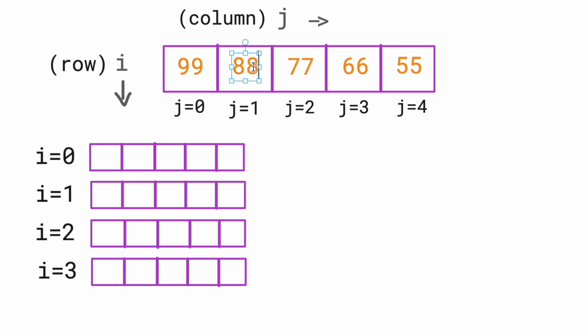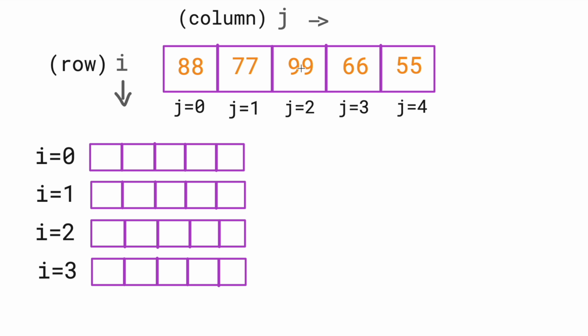So here 88 is smaller, so at the place of 88 I am writing 99, and at 99 I am writing 88. Moving to the next element, that is 99, and next to this is 77. So here again 77 is smaller, so at the place of 77 I am writing 99, and at the place of 99 I am writing 77.